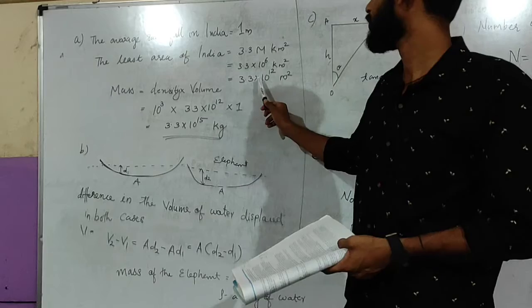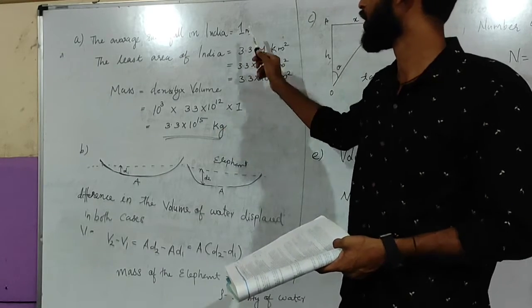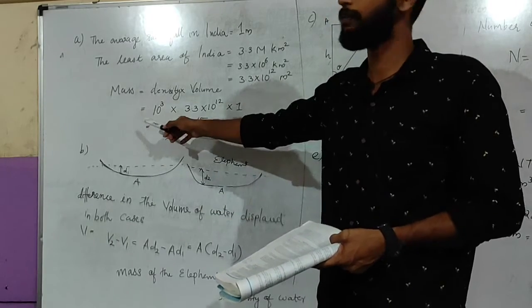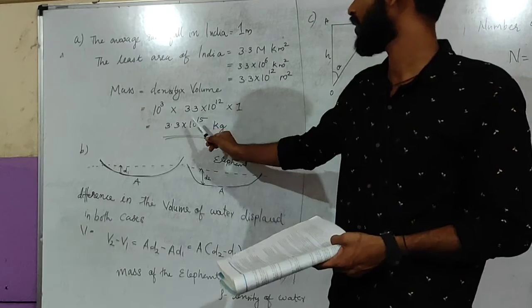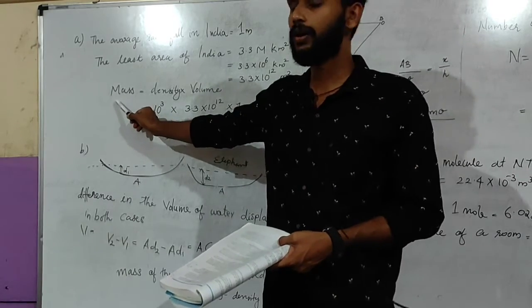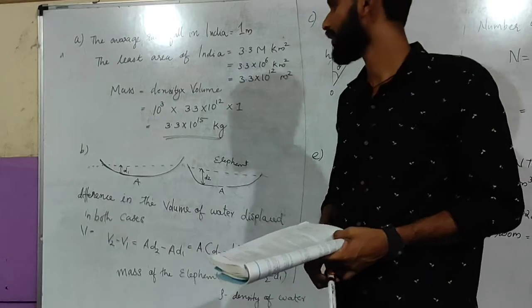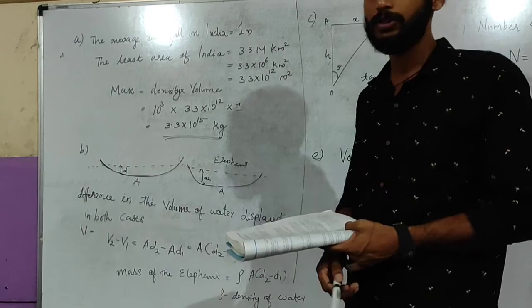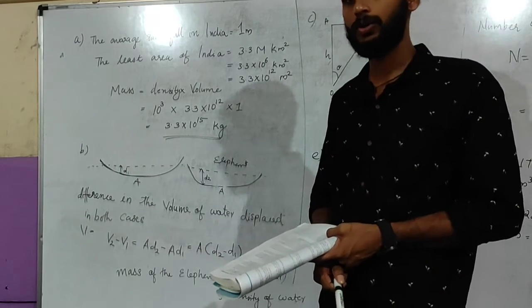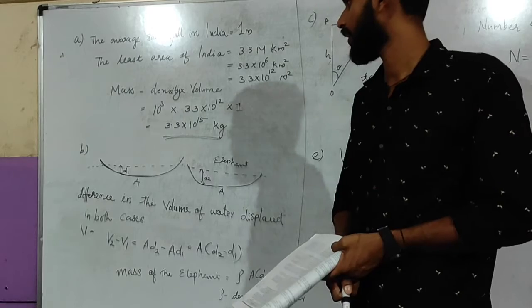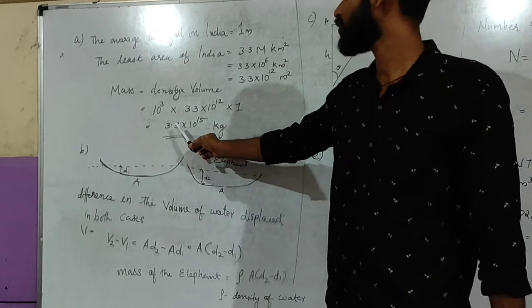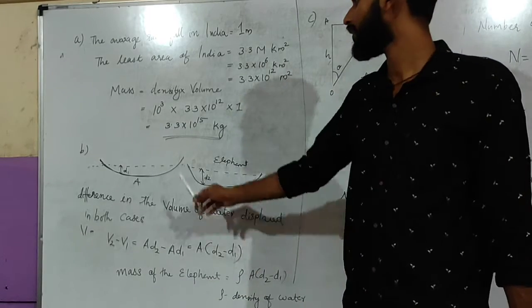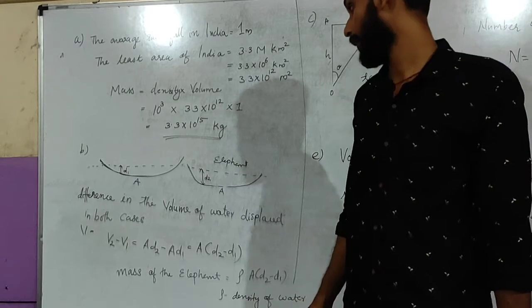Landscape area is 3.3 into 10 raised to 12 meter square, into height, that is 1 meter, and density 10 raised to 3 kilogram per meter cube. When you find the product of these three values, you obtain the approximate mass of the rainfall in India during the monsoon season. All the values that you have taken are approximate, so the final value will also be approximate. It is 3.3 into 10 raised to 15 kilogram.